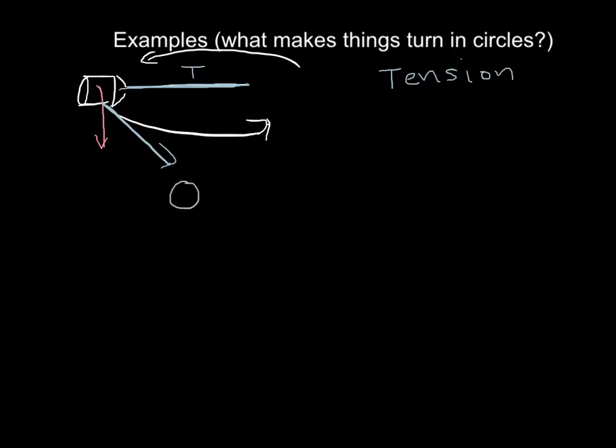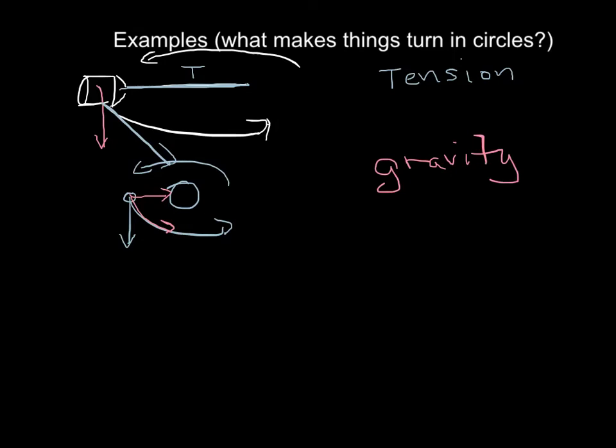So the tension is giving us our centripetal force. Let's look at another scenario, the Earth and the Moon. As the Moon is orbiting around the Earth, the Moon would like to be moving in a straight line and at a constant speed. However, it cannot because there is a force acting between the Moon and the Earth which forces it onto a circular path. What causes this circular path? In this particular case, it's gravity. So gravity is providing for us our centripetal force.